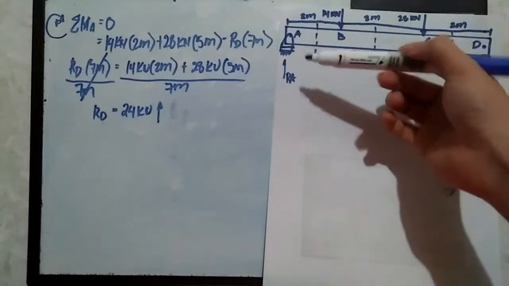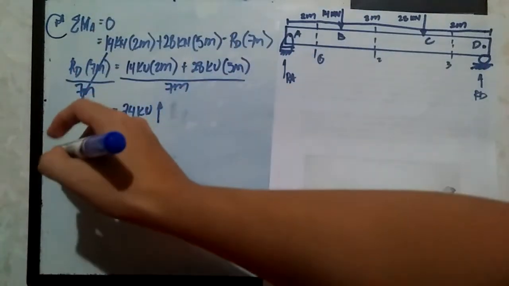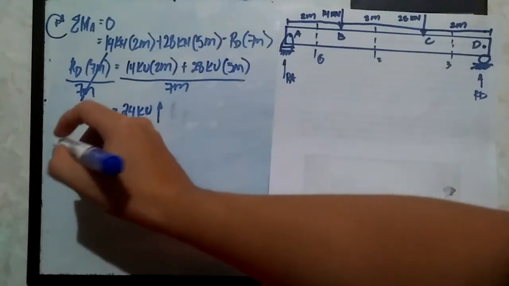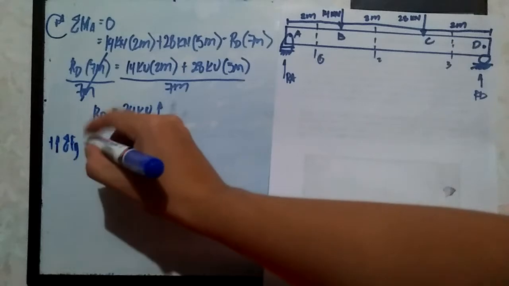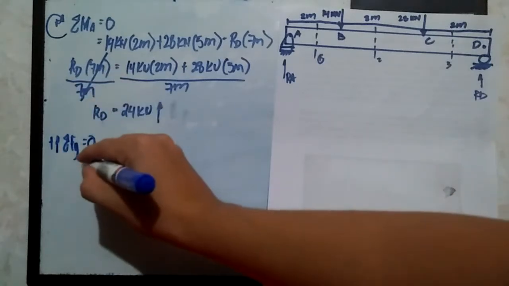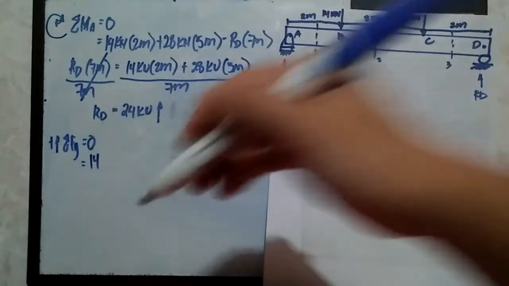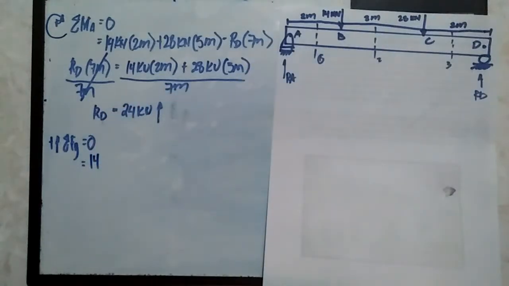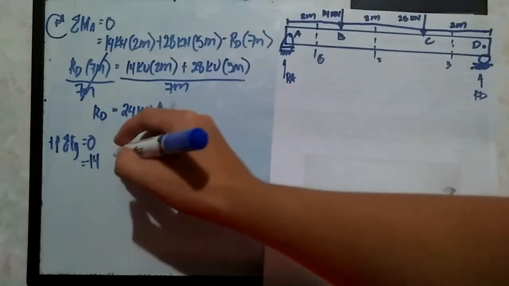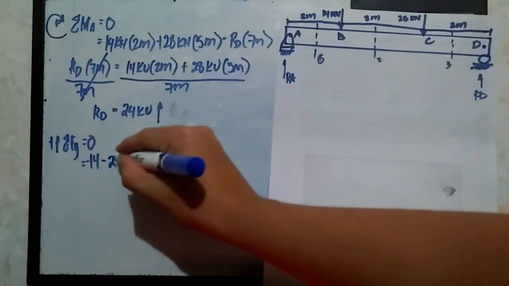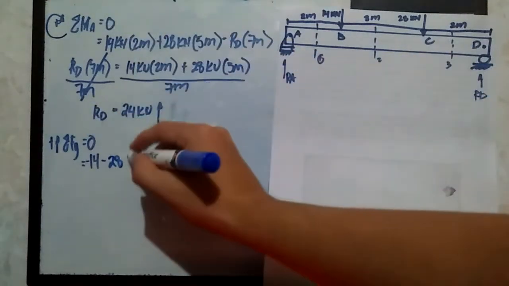The next one is to solve for R sub A. We can simply use the summation of forces along the vertical axis. Going up is positive, so the summation of forces along y is equal to 0. We have 14 kilonewtons going downward, so that should be negative. Let's just retain the unit so that we have excess space. That's negative 14 minus 28 because they act downward. Then we have R sub D going upward, so it's positive.